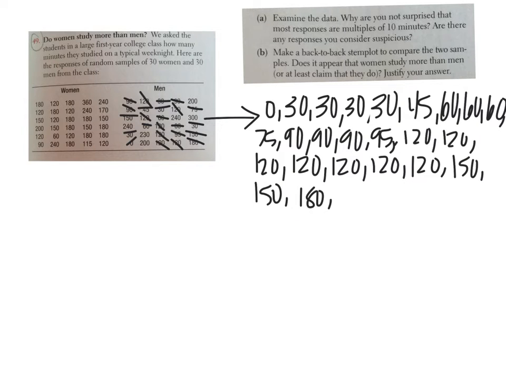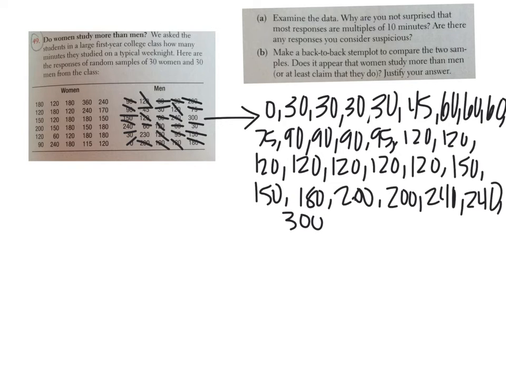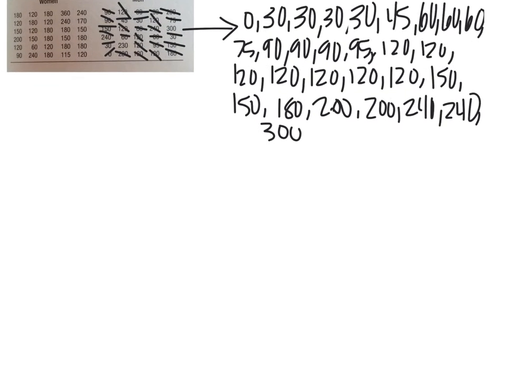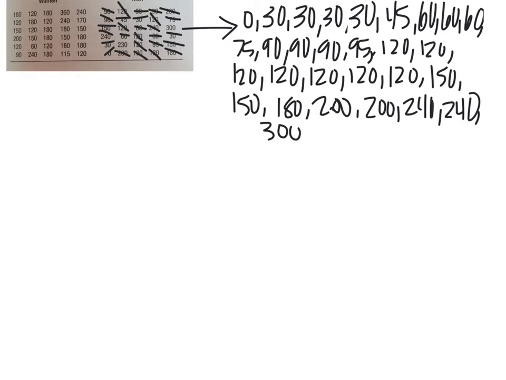I'm going to keep going. You can see I'm crossing these off as I go. I've gotten all the way up to 180. It looks like I have 2 that are 200, so I need to write both of those down. Next, I have 2 that are 240. And then I have 1 300. All right, so before I even worry with the women, I'm going to go ahead and make the stem plot for the men. So it's going to be a back-to-back stem plot, which means that the stems are going to go in the middle.